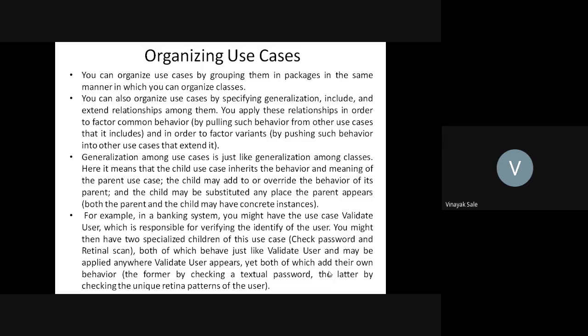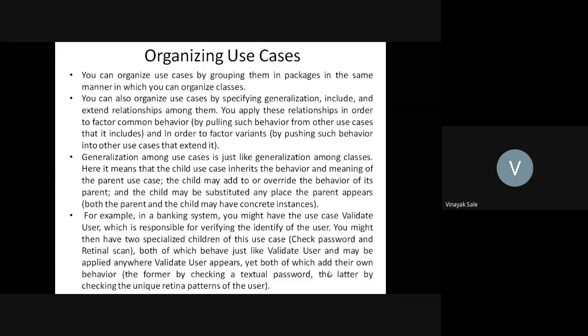Generalization among use cases is just like generalization among classes. Here it means that the child use case inherits the behavior and meaning of the parent use case. A child may add to or override the behavior of its parent. A child may be substituted any place the parent appears. Both the parent and child may have concrete instances.